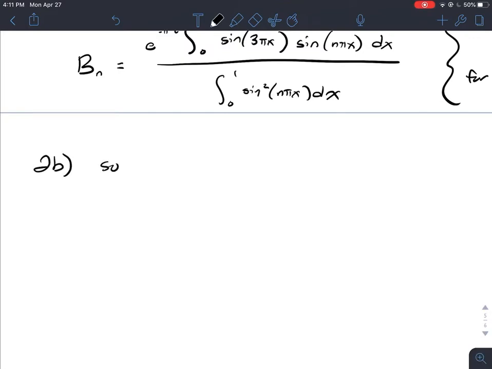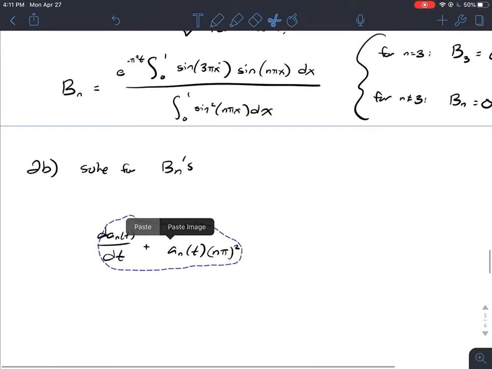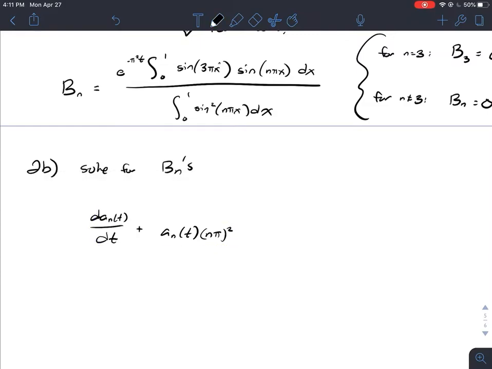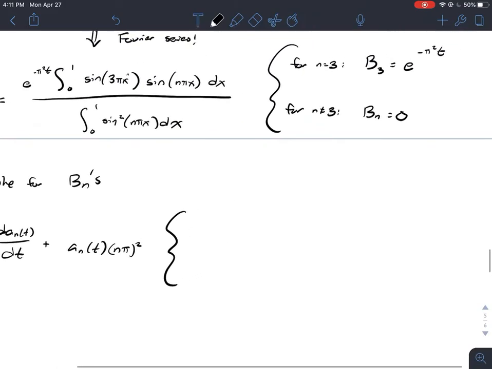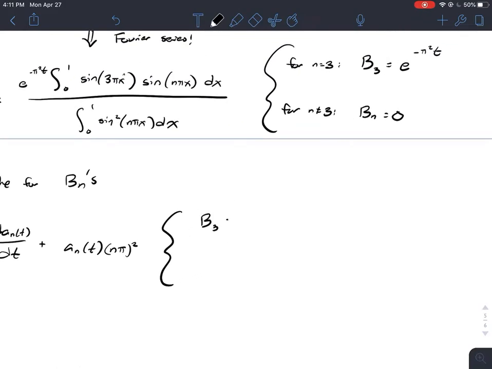So we need to solve for the Bn's. This is our differential equation for Bn. Remember that we defined this to be Bn. So Bn is going to be either equal to e to the negative pi squared t for B3, or Bn is equal to 0 for n does not equal 3.